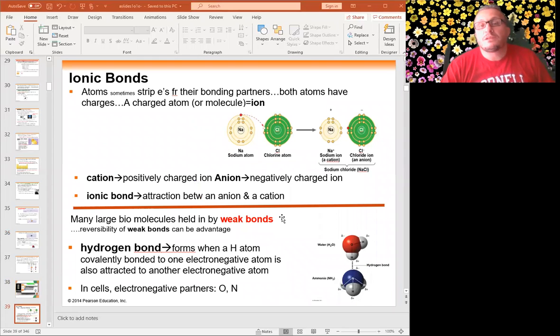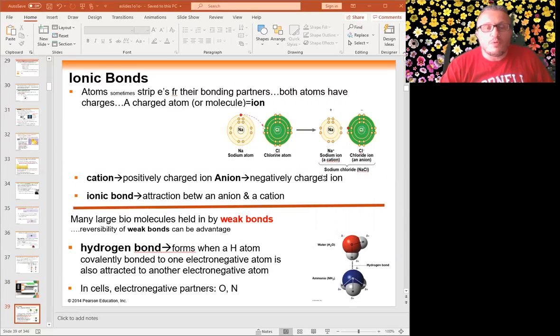Ionic bonds are more about stripping the electrons away from the partner. The best example is sodium and chlorine. Sodium has 1 electron in its outer shell, and chlorine has 7. Chlorine needs 1. Sodium is willing to give away 1, and they actually do that, and they become a sodium plus ion and a chlorine minus ion. We call positive ions like this cations, and negatively charged ions anions. And the bond between them is now an ionic bond.